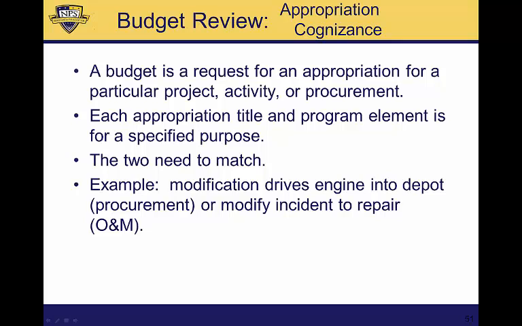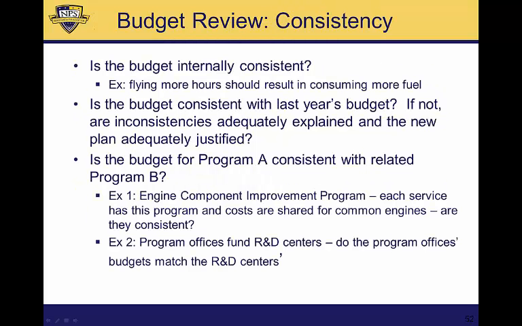But if the modification is minor and could be made during a routine repair, that modification would be funded under O&M as part of the repair. The last criteria is consistency, and there are really three types of consistency that we're concerned with. Is the budget internally consistent? If you are claiming you're flying more hours, are you buying more fuel, for instance? If you are saying that you're adding people, does that reflect in the table that summarizes the number of people working in that program?